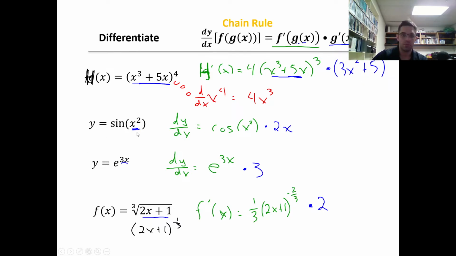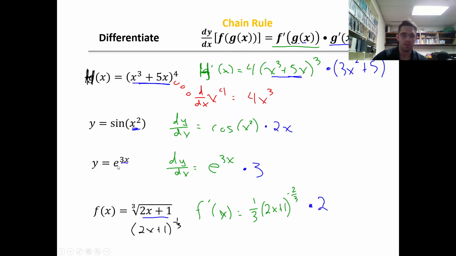The second example, we take the derivative of the sine function. Derivative of sine is cosine, so we have cosine of the inner function. And then multiply this by the derivative of the inside function. So the derivative of x squared is 2x.